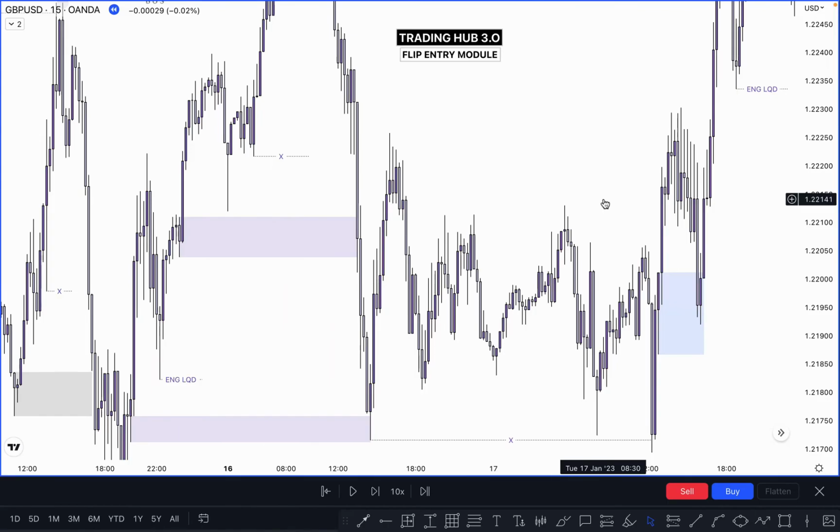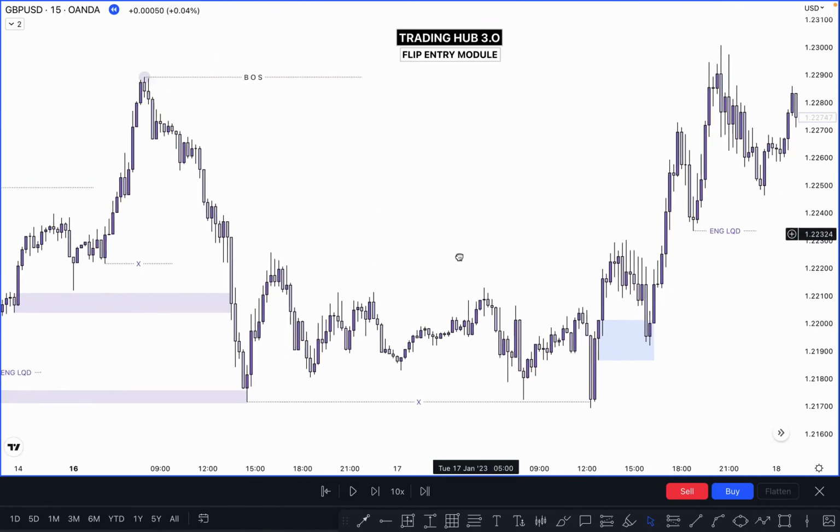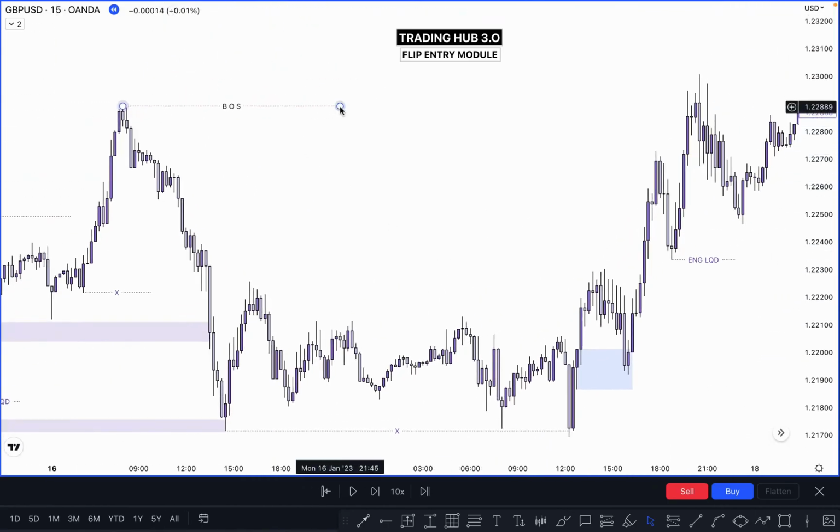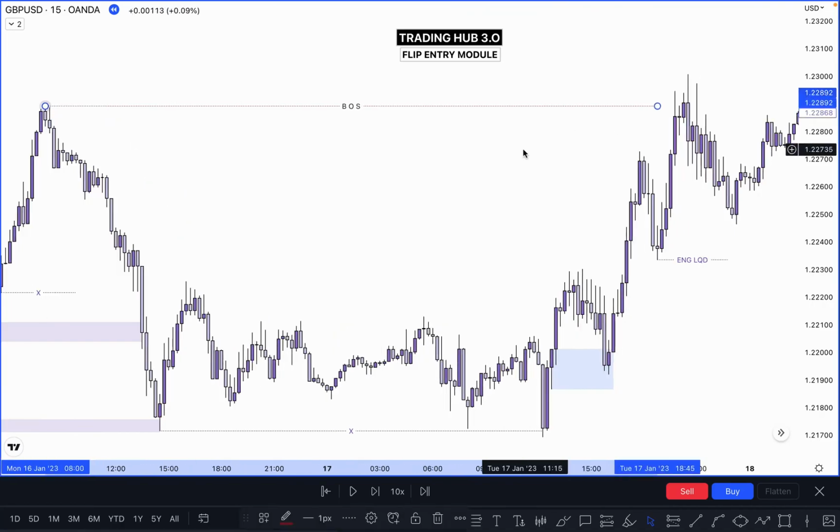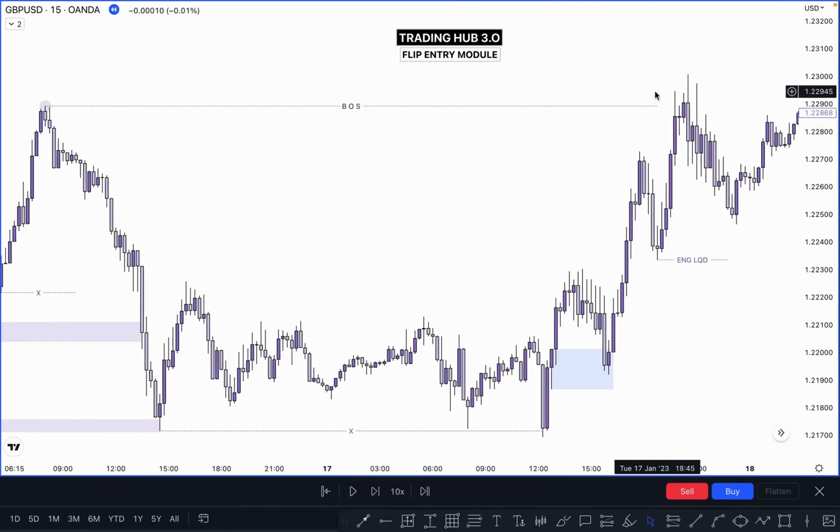After this one, what happened here? Look at this picture. Again the market breaks the previous high, this one, but this time the market does not close over it, it just sweeps the liquidity. When the market sweeps the liquidity, this is not a valid break of structure. So the break of structure is confirmed when the market closes over it. In future, if the market closes over it, this becomes our valid break of structure.